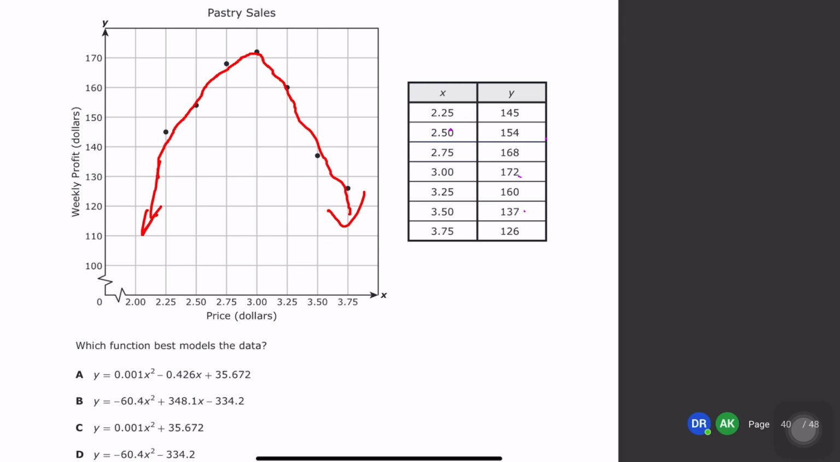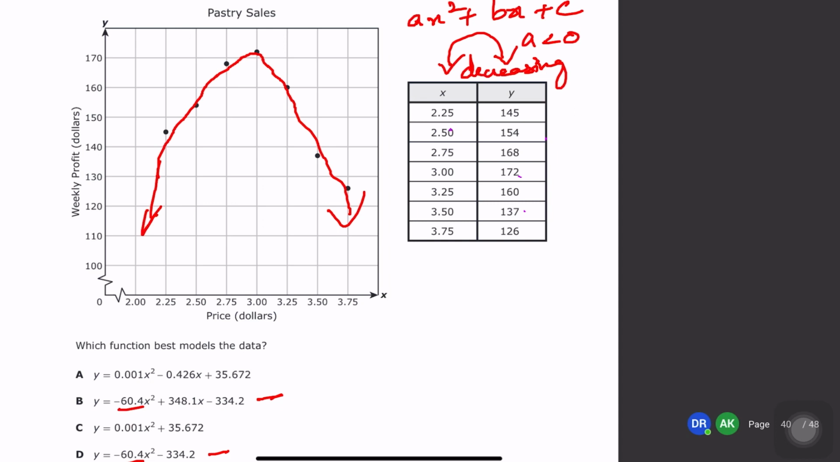So over here you can see that ax square plus bx plus c is the function which you're having. It has a less than 0 because it is a decreasing graph. It's a quadratic function which is opening down, therefore it is decreasing. Therefore a is less than 0, so it can be either choice B or D. In these two you have a negative leading coefficient, minus 60.4 here and here. And even the y-intercept is the same for both: minus 334.2 here and also here. So it is somewhere down over here, the y-intercept.